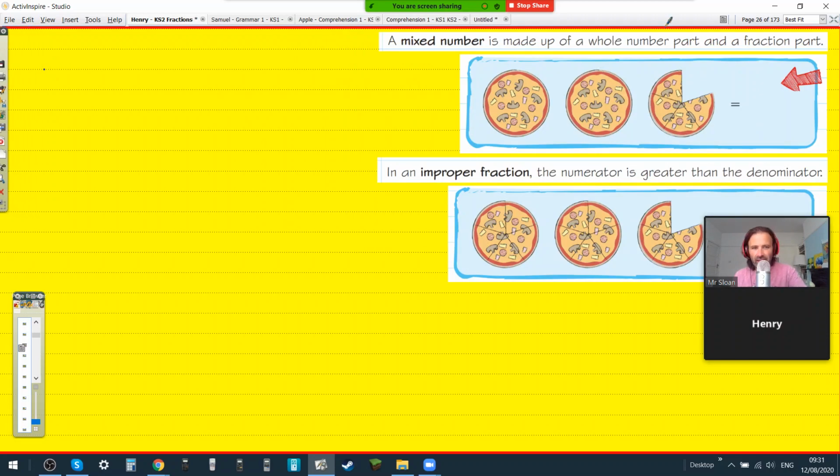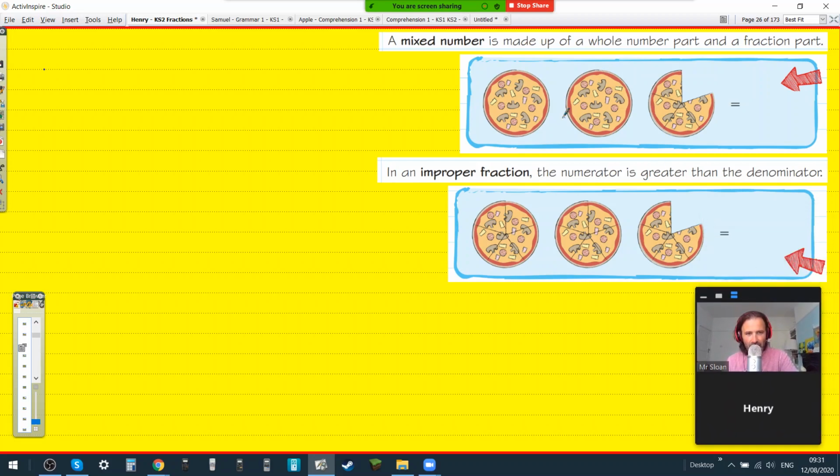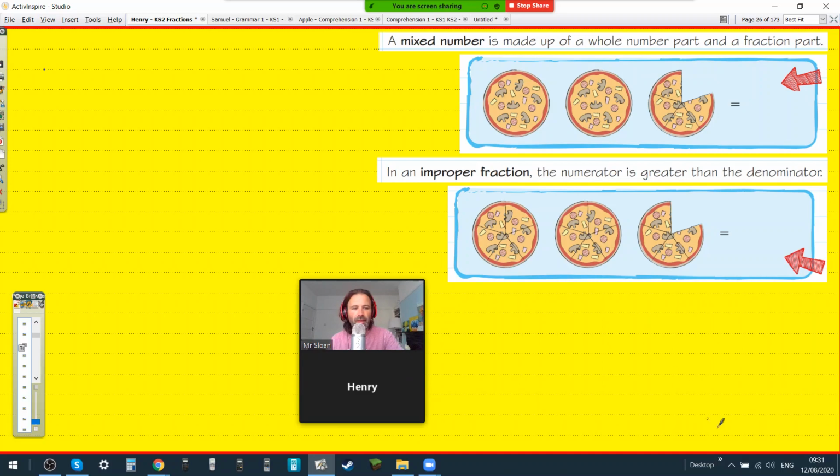Yes, so any idea what fraction of pizzas you have here or how many pizzas? 2 and 4/5. Well done. And any idea how you could write that as how many fifths there are in the one underneath?